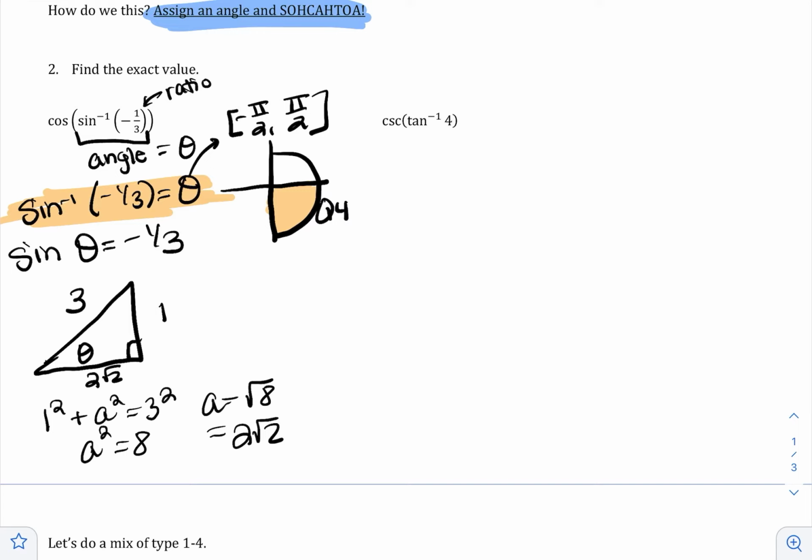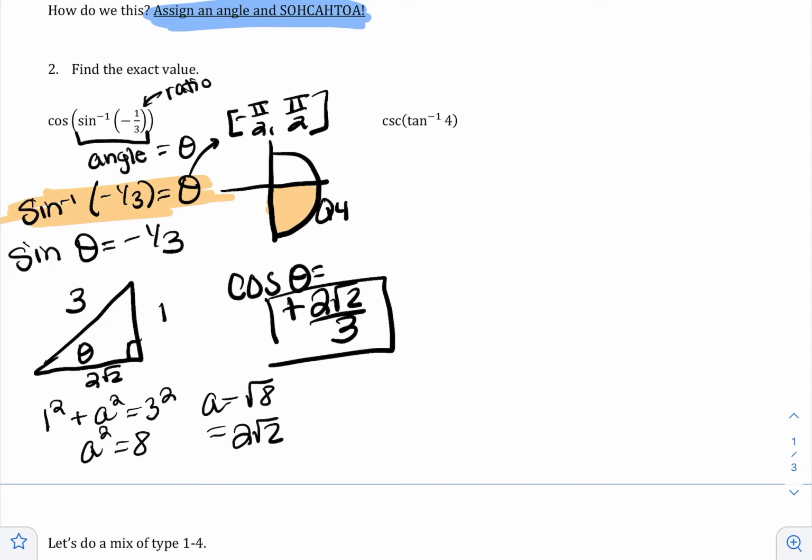So I have a triangle, I have quadrant 4, so now I look back at the original problem, right? What was the outside function? Now we evaluate the outside function. The outside function is cosine of theta, because I replaced the inverse with the angle. And now you just use the triangle in the quadrant. In quadrant 4, cosine is positive, and it is adjacent over hypotenuse. And here's my final answer. I don't know what the angle is, but I don't need to know. I can figure it out another way by just using SOHCAHTOA in the quadrant.